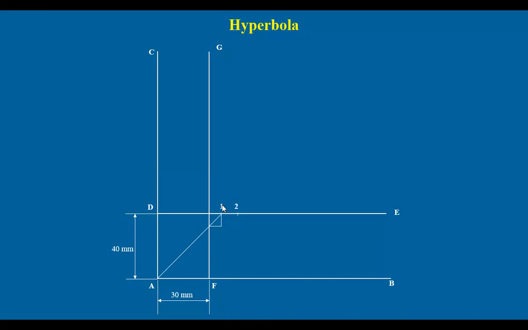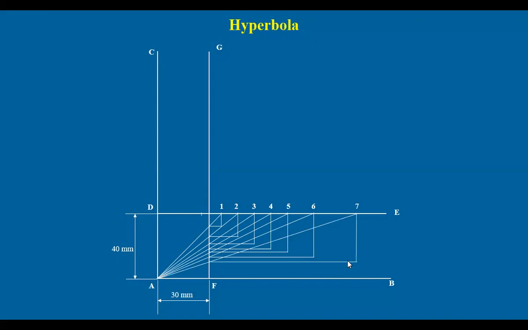Similarly, you take many points on DE, call it 2, and join A with 2. That intersects at some point; join a horizontal line here, and a vertical line through 2, and we get another intersection point. Likewise 3, join A3, horizontal line, vertical line; 4, A4 is joined, a horizontal line, a vertical line; 5, join A5, horizontal line and vertical line; 6, A6, horizontal and vertical; 7, A7 join. Likewise, you get a number of points, all these points on the curve.